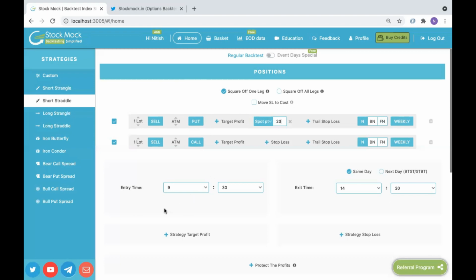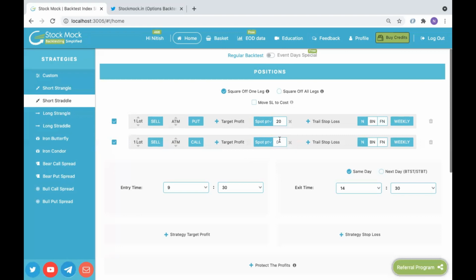So if 14,000 was the entry price and you have added the condition of 20 points, it means if the market goes to 14,000 minus 20, which is 13,980, then this leg would cut off the position. Same goes with this one.